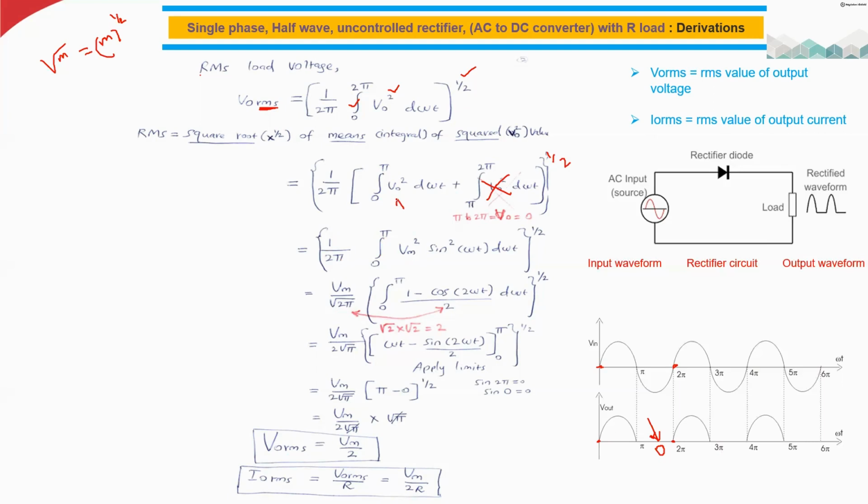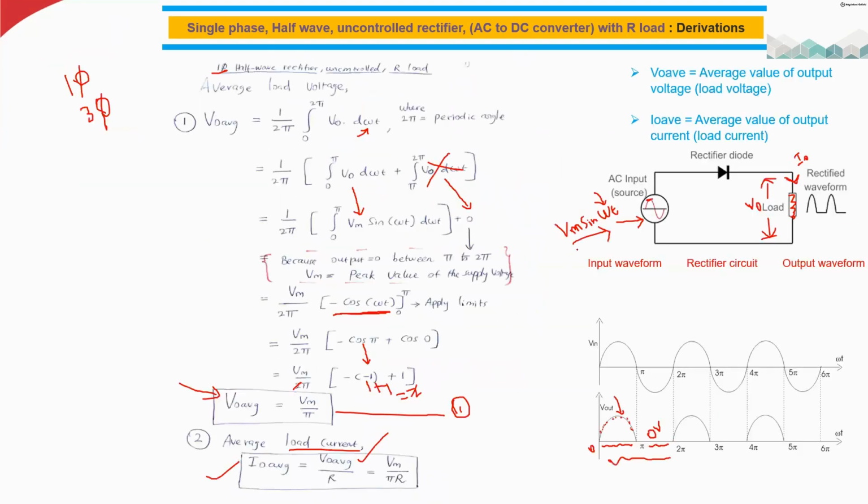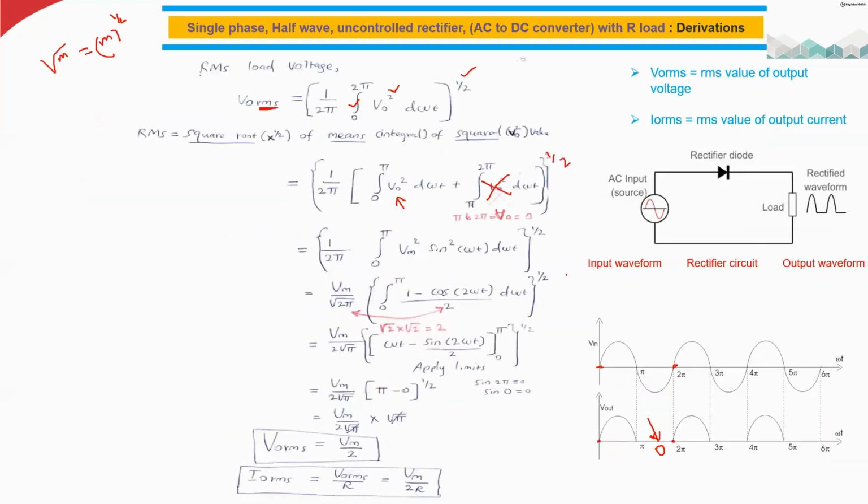What is Vo? The output is equal to the input, and the input is Vm sin omega t, as I already told. Vm is the maximum amplitude of the input signal. So I am applying the same. Because of the square, I put Vm square sin square omega t d omega t, whole power 1 by 2, which means the square root.